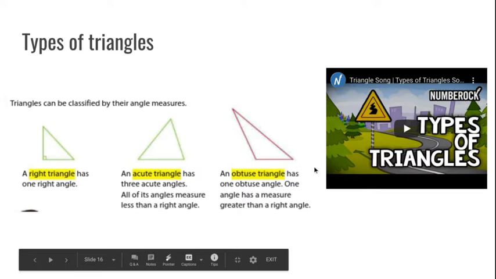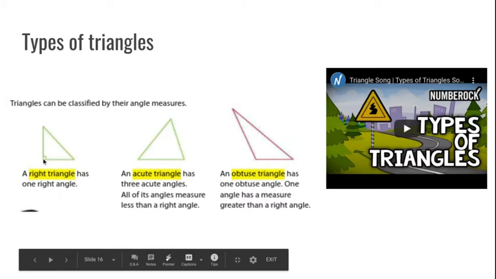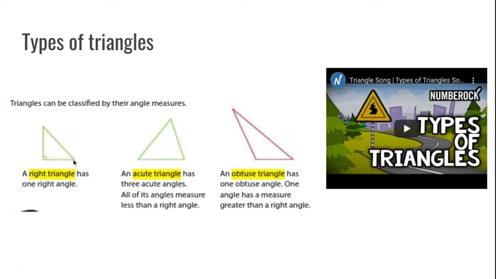These words may sound familiar because back when we were learning about angles last week, we talked about right angles, acute angles, and obtuse angles, right? Remember those? Well, it's the same thing, but in triangle form. So triangles can be classified by their angle measures. A right triangle has one right angle. You can see it right here. This is a right angle, the L shape, and it's in a triangle form.